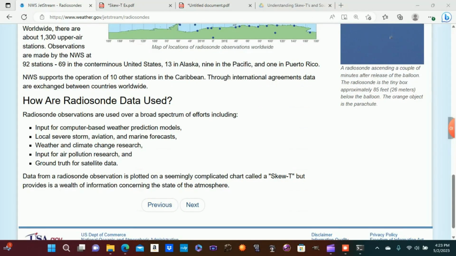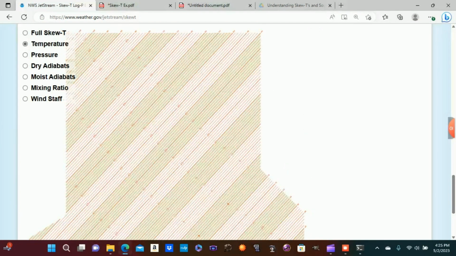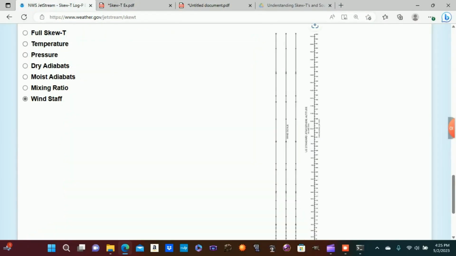So how is this data plotted? This data is plotted on what we call a Skew-T diagram. So here is an example of what a Skew-T looks like. This may look complicated at first glance, but for those who don't have a meteorology background, there are three main things that you need to be concerned about. And those are going to be temperature, pressure, and the wind staff. I'm going to go through all of these right now.